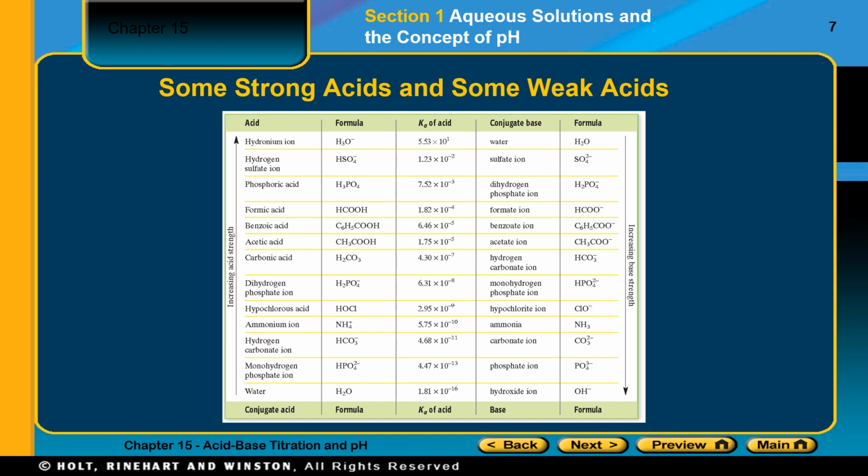You can see on the left we have increasing acid strength toward the top. Down the bottom it says conjugate acid, and on the bottom it says base. On the right side it's conjugate bases at the top. So if you remember from our last chapter, acids and conjugate bases go together, and bases and conjugate acids go together. So notice that on the bottom we have conjugate acid and base together. On the top we have acid and conjugate base together.